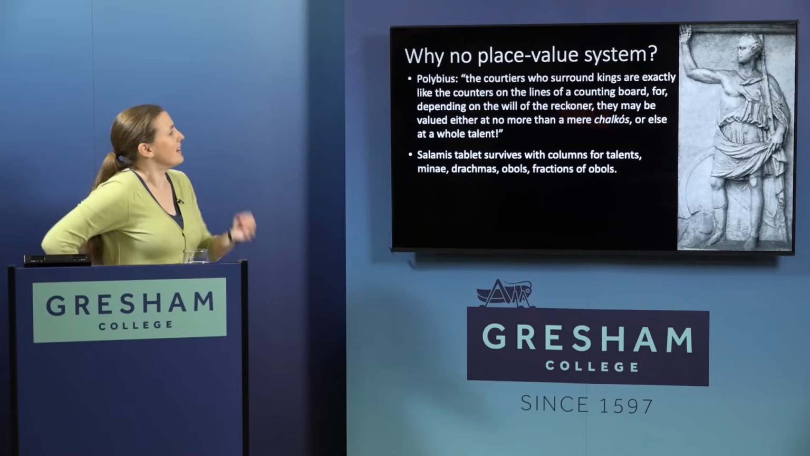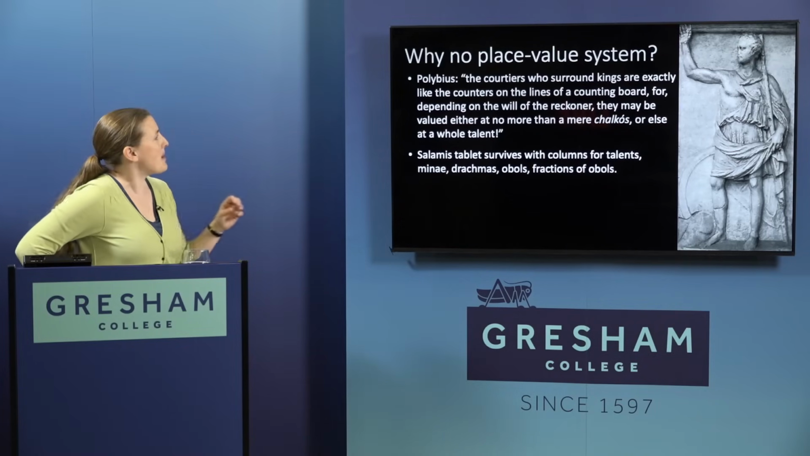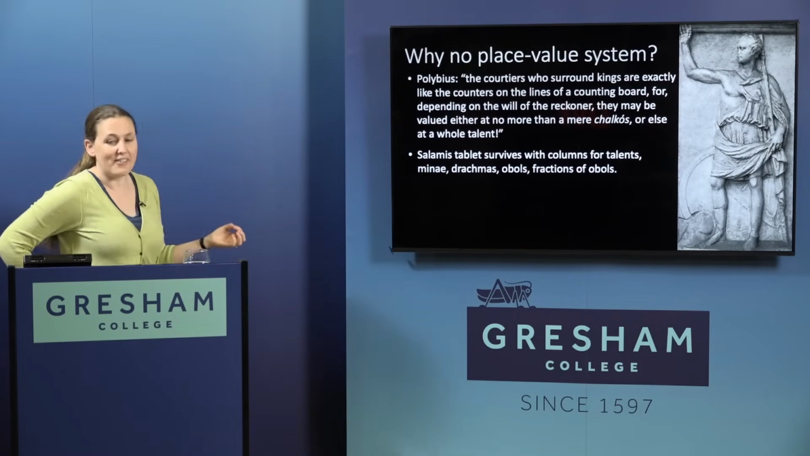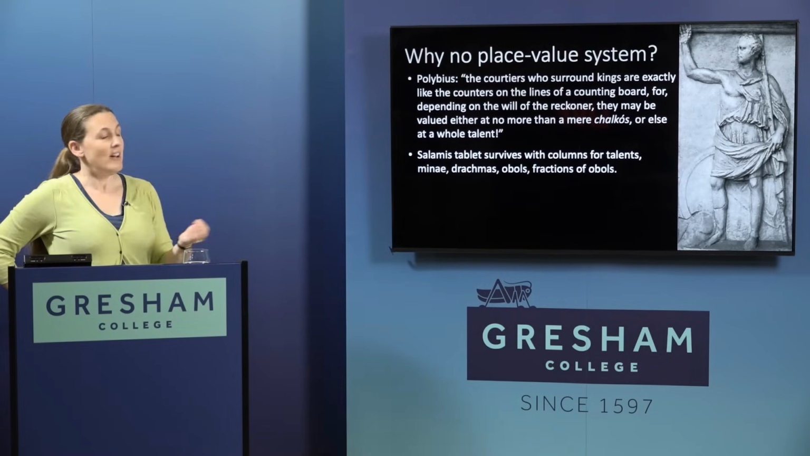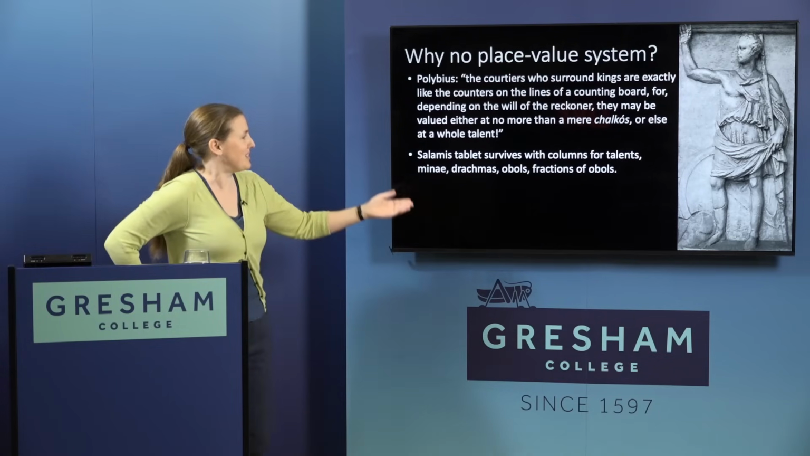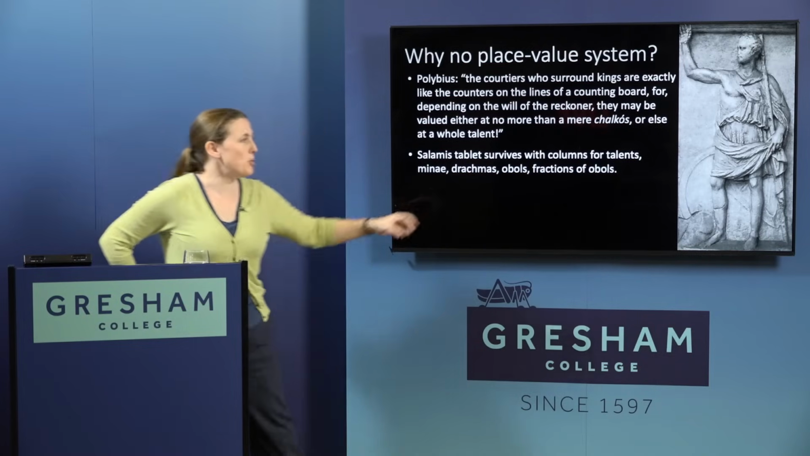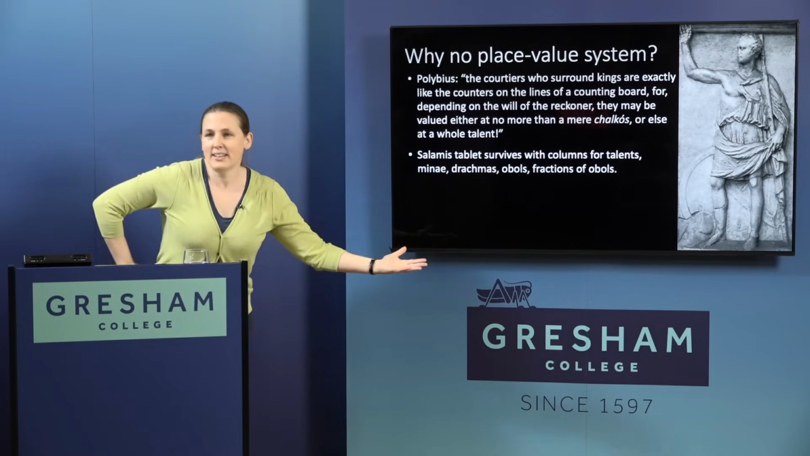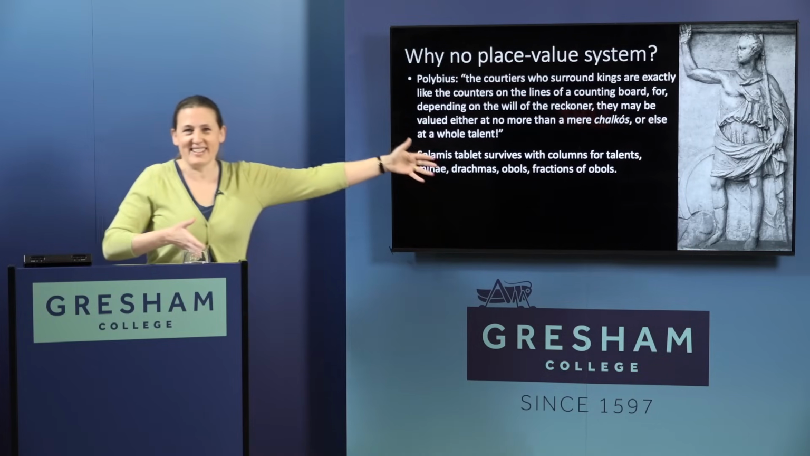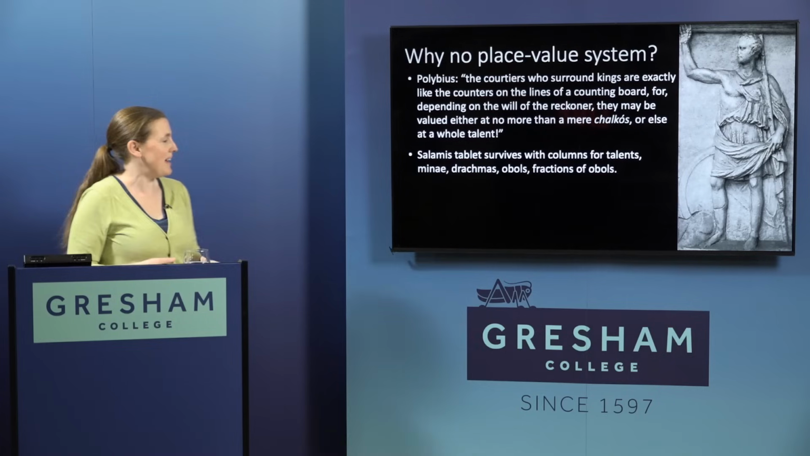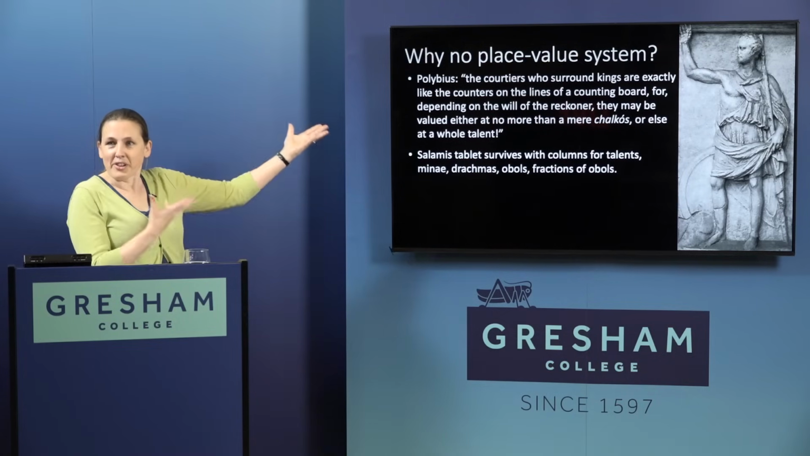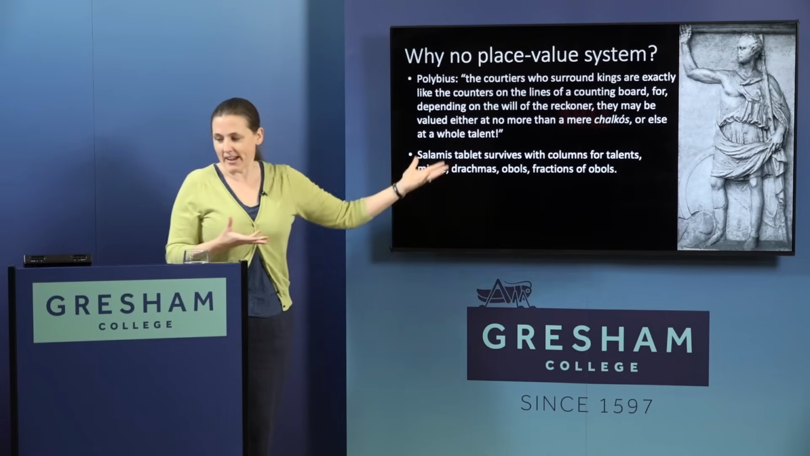So Polybius, 2nd century BC or thereabouts, says that the courtiers who surround kings are exactly like the counters on the lines of a counting board, for depending on the will of the reckoner, they may be valued either at no more than a mere cholkos, which is, I think, 1/8 of an obol, a very small amount, or else at a whole talent. Actually the difference is something like 288,000 times as much value. He's giving this description, and everyone knows what he means because everyone knows about counting boards.